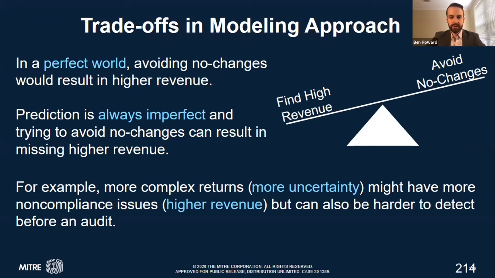So in a perfect world, avoiding no changes would result in higher revenue to the IRS, and the resources it spends auditing these compliant taxpayers could be spent auditing non-compliant taxpayers, resulting in revenue-bearing audits. However, prediction is always imperfect, and trying to avoid no changes can result in missing out on higher revenue returns and vice versa. For example, consider more complex returns that might have more non-compliance issues. So if the IRS can prove those non-compliance issues, it would result in higher revenue. But because it's more complex, there's more uncertainty, and it can be harder to detect if the return is compliant or not before the audit.